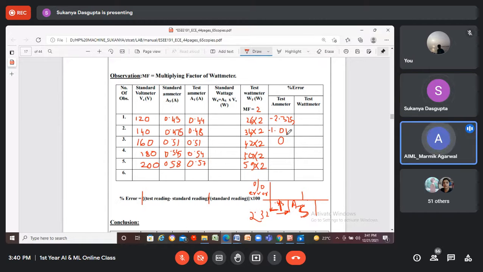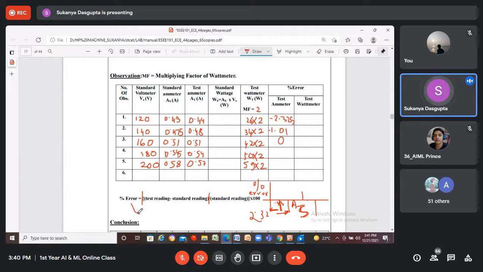Ma'am, for the second one, it would be a positive error. Right. Standard value is 0.475, which is lesser than the test value. So ma'am, testing minus standard, no, it should be more. I am taking standard minus test. As I said, ma'am, I am getting 0.775.